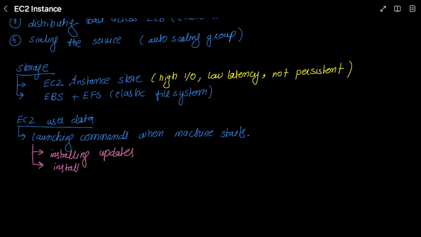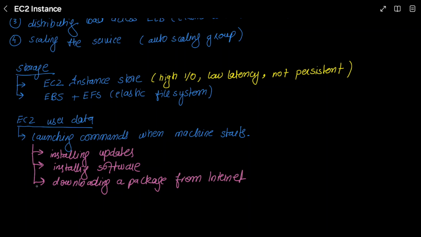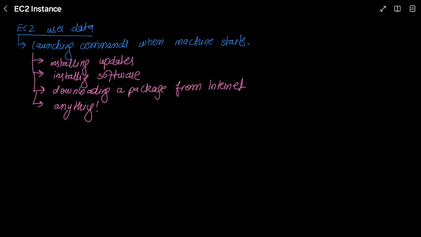Installing software. You can use it for downloading a package from the internet. And you can use it for absolutely anything. So that's basically what EC2 user data is. And you can also get a lot of templates of existing EC2 data scripts. That's one good thing about the AWS community. You can search it over the marketplace as well, or you can also search it on the internet, and you can easily find those scripts.